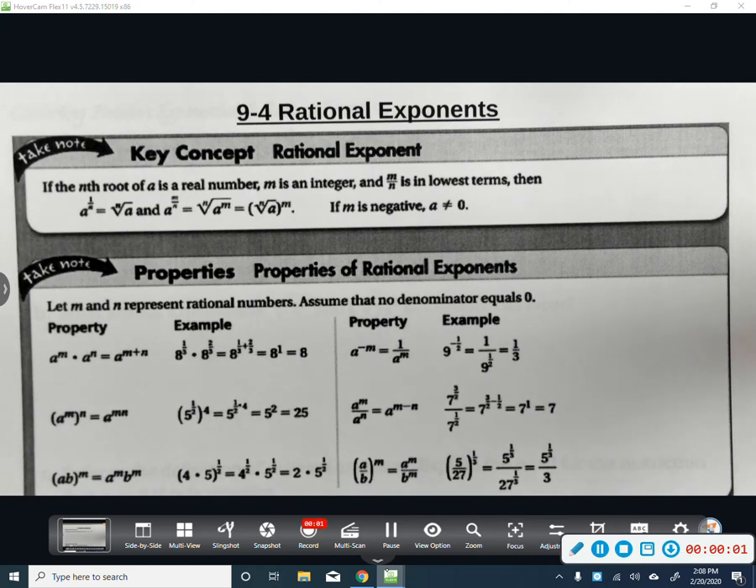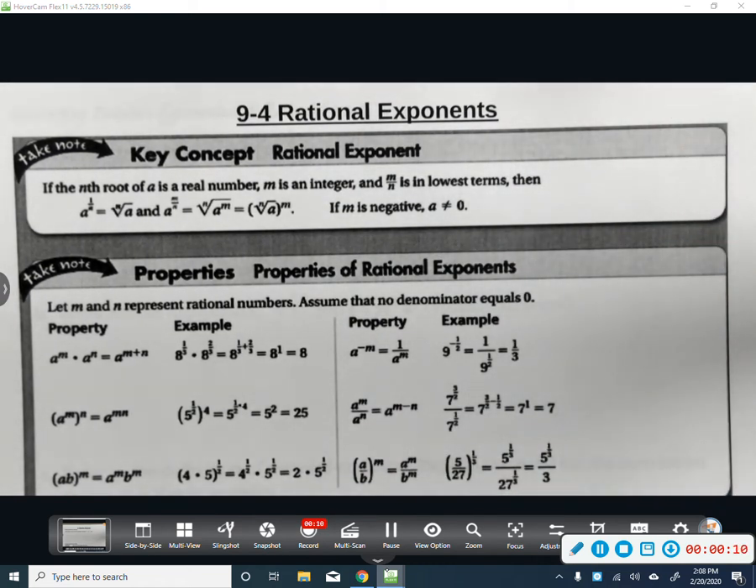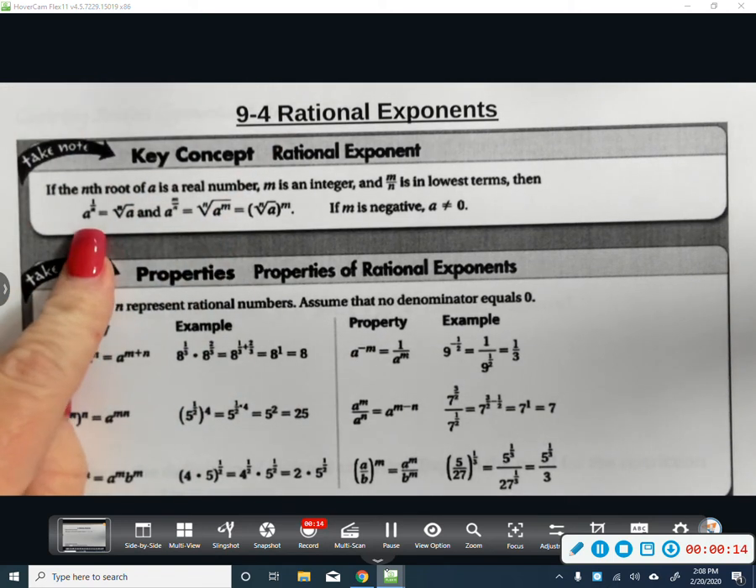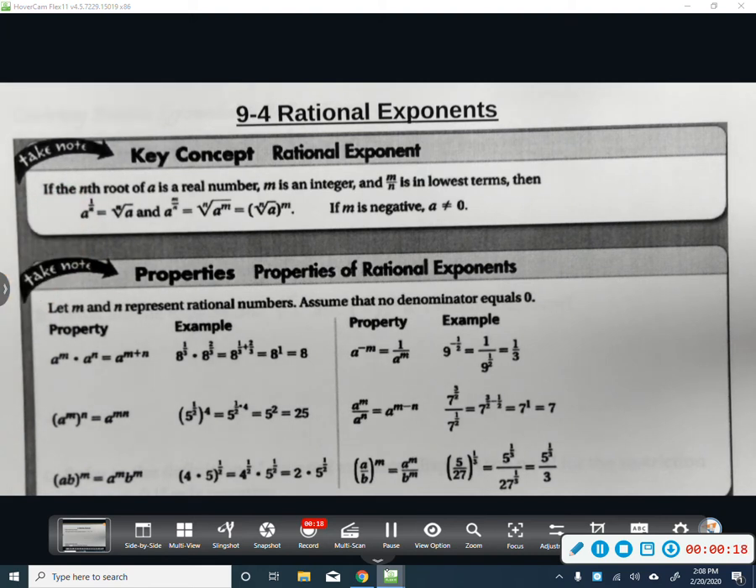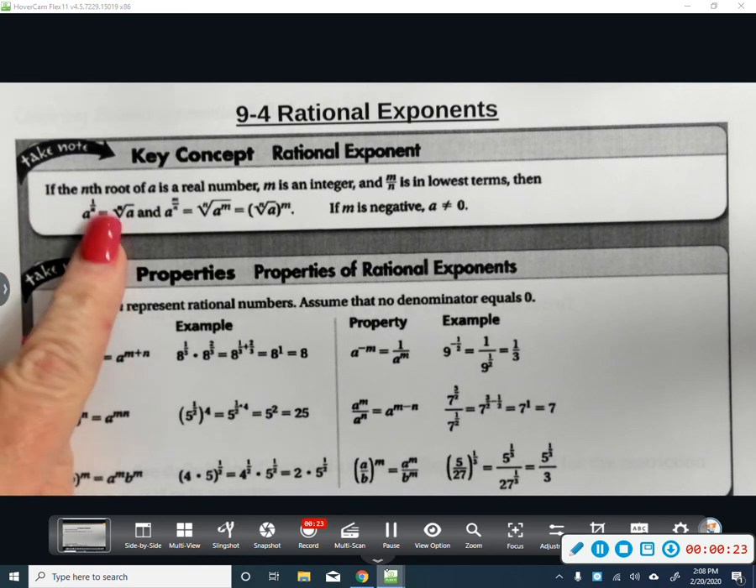All right, we're going to do our last lesson over the radical stuff for now. This is rational exponents. So there's a few things that you need to know. The rules are up top. The rule is if it's a number raised to a power that is 1 over, like it has a fraction power, then that denominator n is the index of the radical.